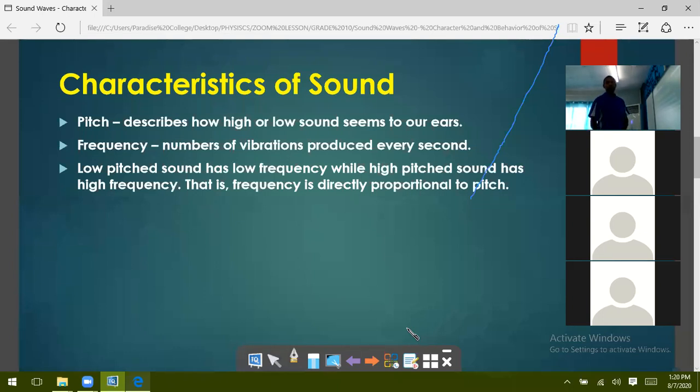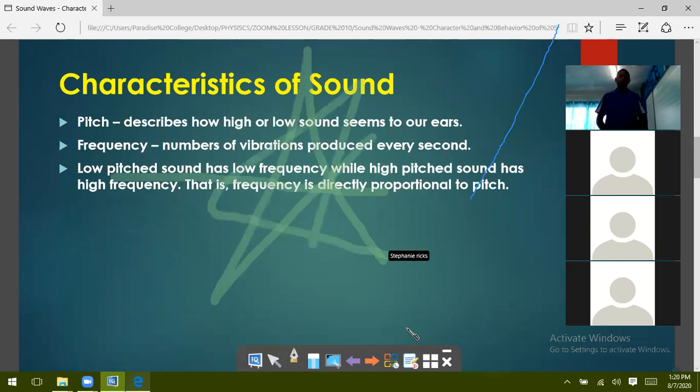Now, frequency, on the other hand, we discussed frequency some time ago in previous sessions. And we said frequency is the number of complete cycles produced in 1 second. But because we are talking about sound, sound is basically produced by vibrations. So frequency is the number of vibrations that are done in just 1 second.